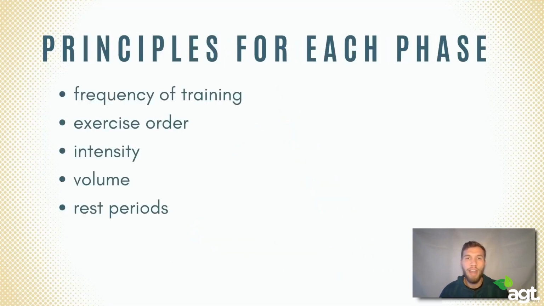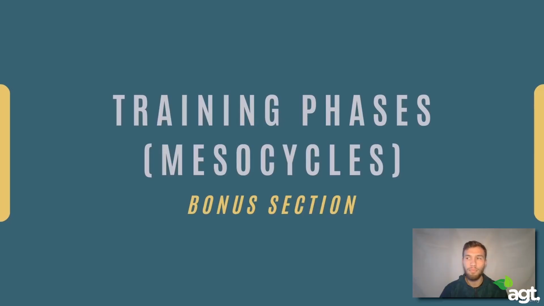The most important aspects or the most important principles that you need to consider in each training phase, wherever you are right now, are the frequency of the training, the order of the exercises, the intensity of the exercises, the volume, and the rest periods. For most sports, one whole year equals one macrocycle. Now let's look at the different training phases, the 4 mesocycles within one macrocycle, within one whole year.